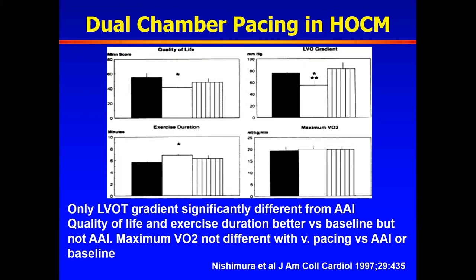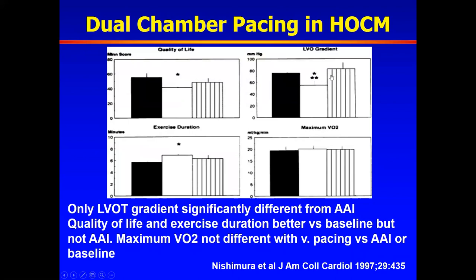There was also a European trial. Basically, what you see is the quality of life when the ventricular pacing is taking place is better than at baseline, but is not any better than when atrial pacing is taking place, pointing to a placebo effect. The exercise duration is also better than at baseline. When you look at gradient, yes, it's significantly lower than when this is atrial pacing without ventricular pacing.